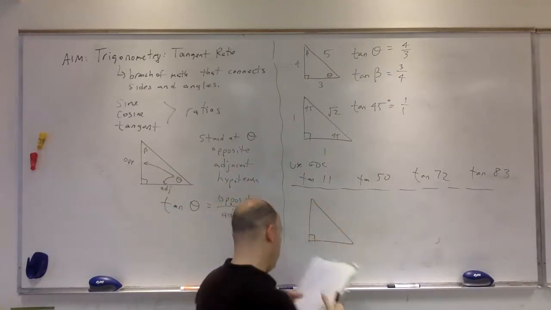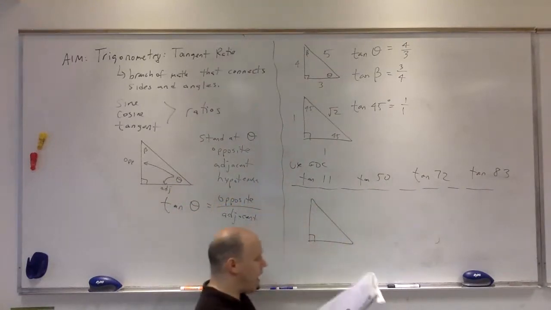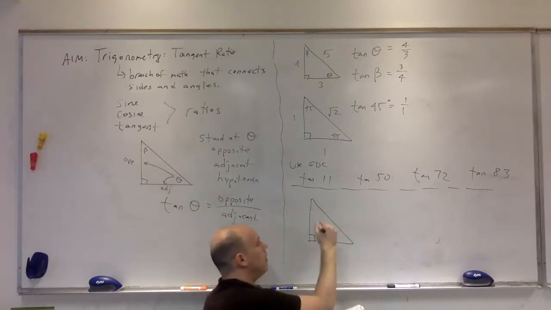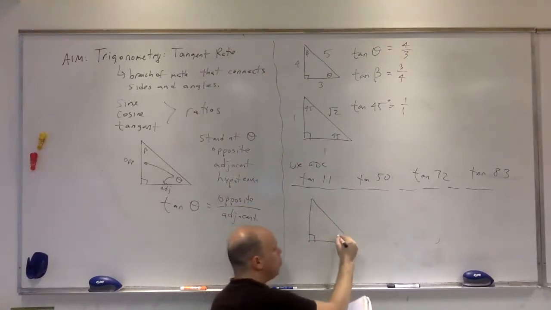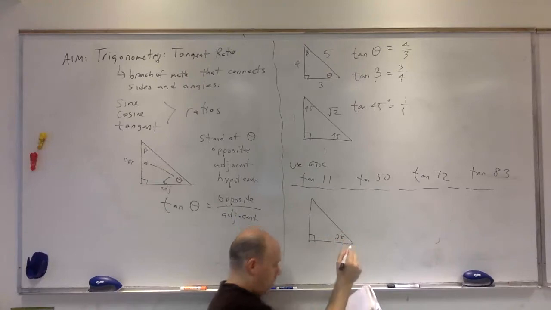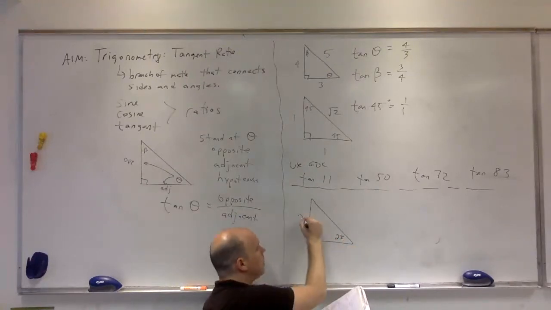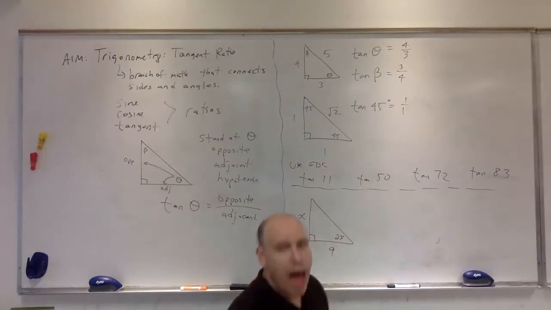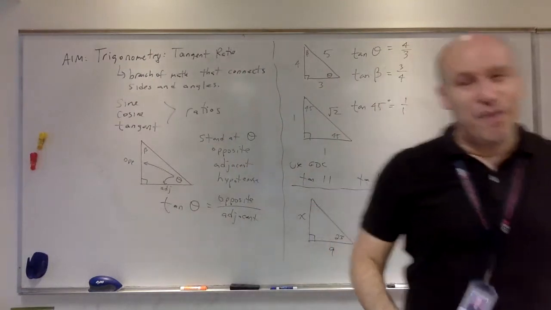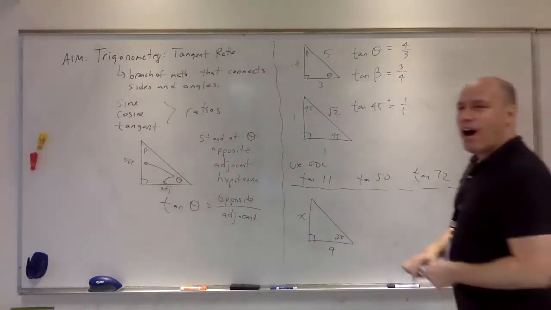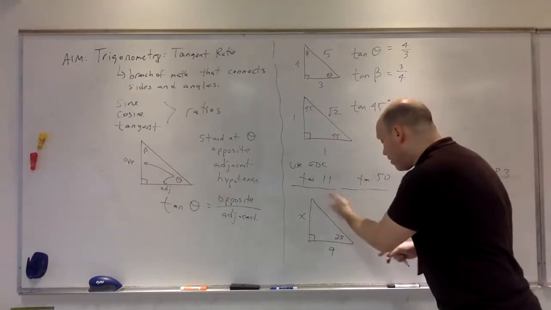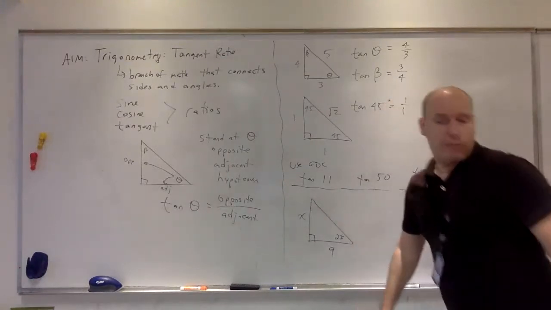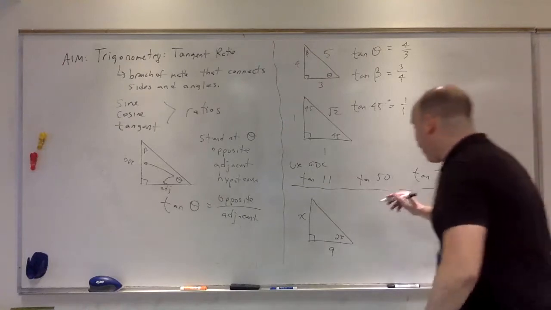You're going to get a triangle, and I'm going to tell you that at the base, here it's 23 degrees, the opposite is x, and the base is 9. And the question is, how do I solve for x? Step 1. So what's step 1? Stand at the angle.